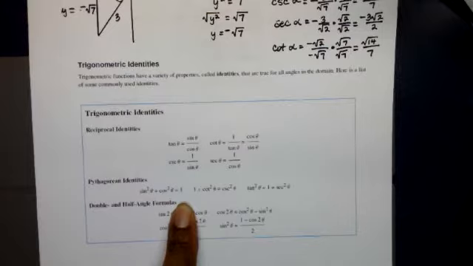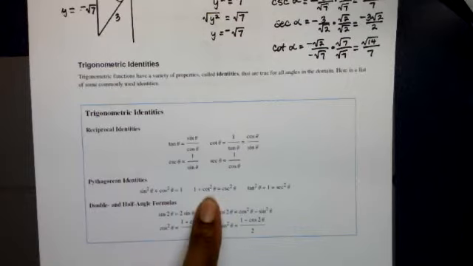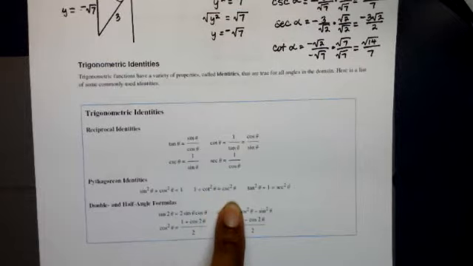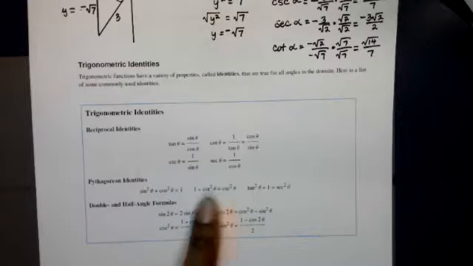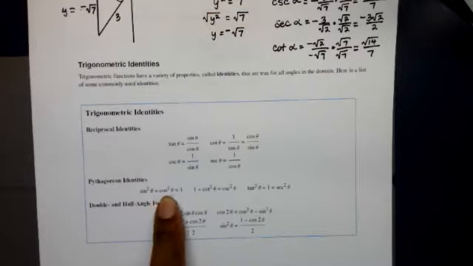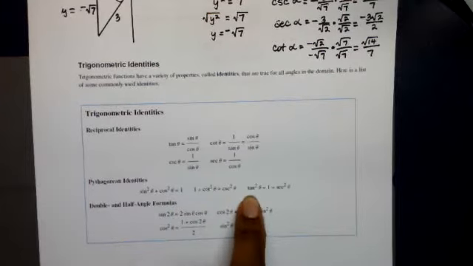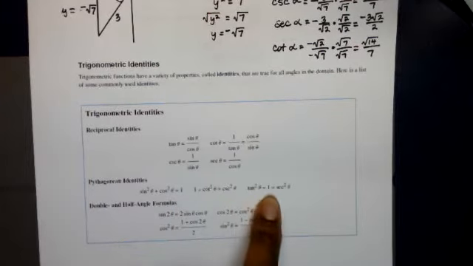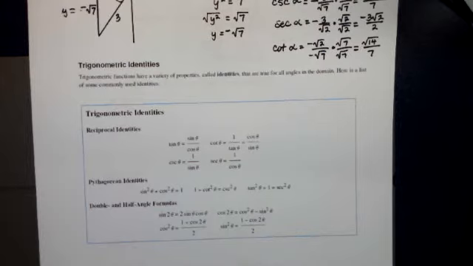And also, if you divide each and every term by sine squared of theta, you'll get the next one: 1 plus the cotangent squared of theta is equal to the cosecant squared of theta. And then if you take sine squared theta plus cosine squared theta equals 1 and divide each and every term by the cosine squared of theta, you're going to get this identity: tangent squared of theta plus 1 equals secant squared of theta.